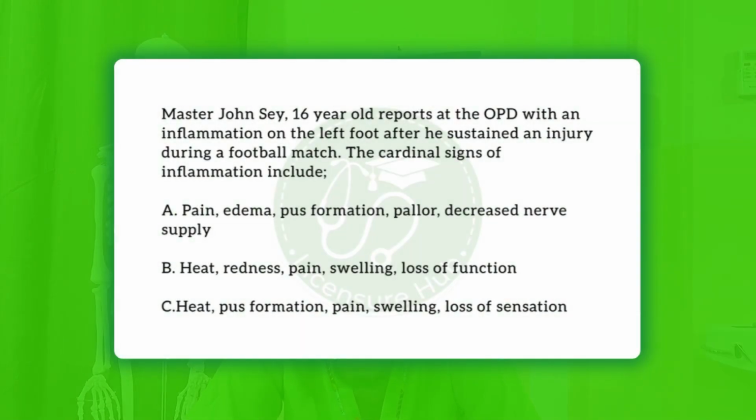Master John, a 16-year-old, reports to the OPD with an inflammation on the left foot after he sustained an injury during a football match. The cardinal signs of inflammation include: A. Pain, edema, pus formation, pallor, decreased nerve supply. B. Heat, redness, pain, swelling, loss of function. C. Heat, pus formation, pain, swelling, loss of sensation.